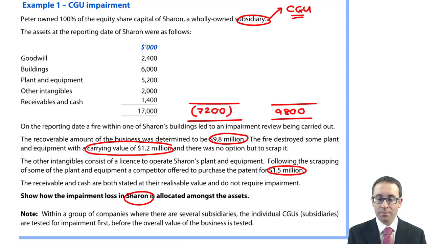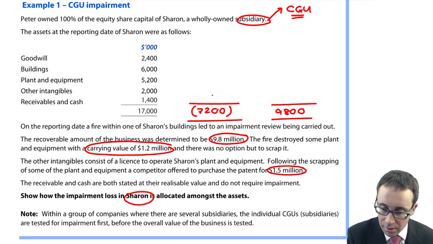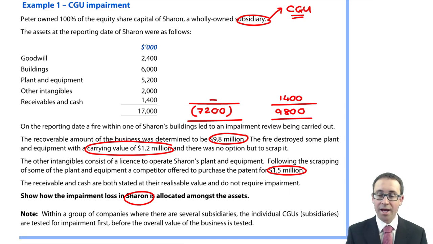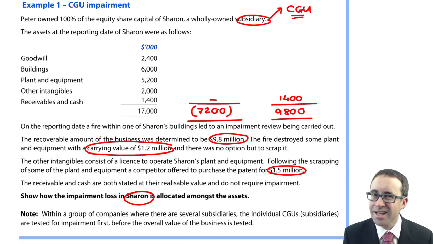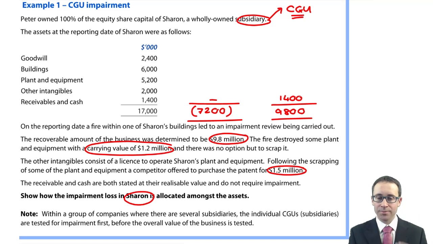And the receivable and cash are both stated at their realisable value and do not require impairment. So that makes things nice and straightforward there, doesn't it? Because the receivables and cash are not impaired. Cash is never impaired. It doesn't happen, does it? Okay. But the receivables are there at their realisable value, so they are fine. What we need to do now is impair down those specific assets. So there were two, weren't there?